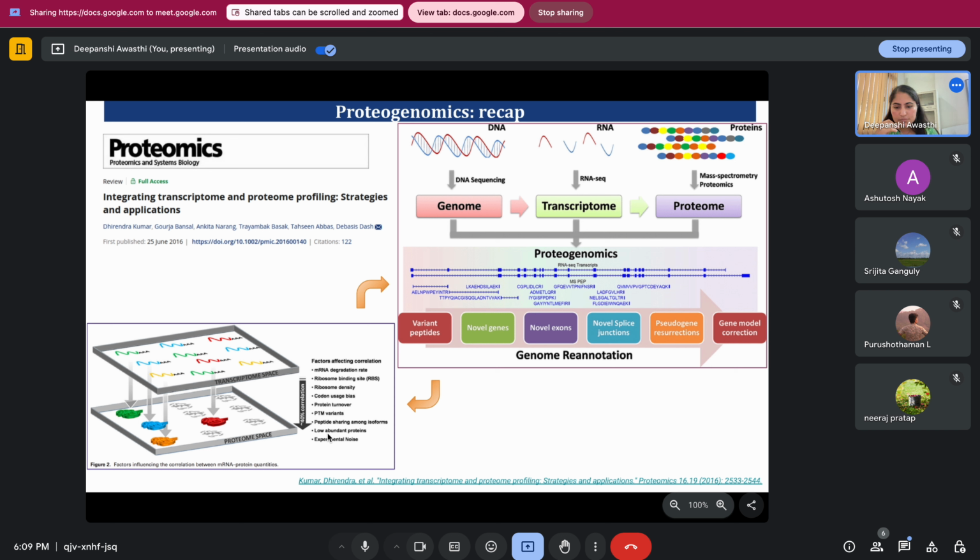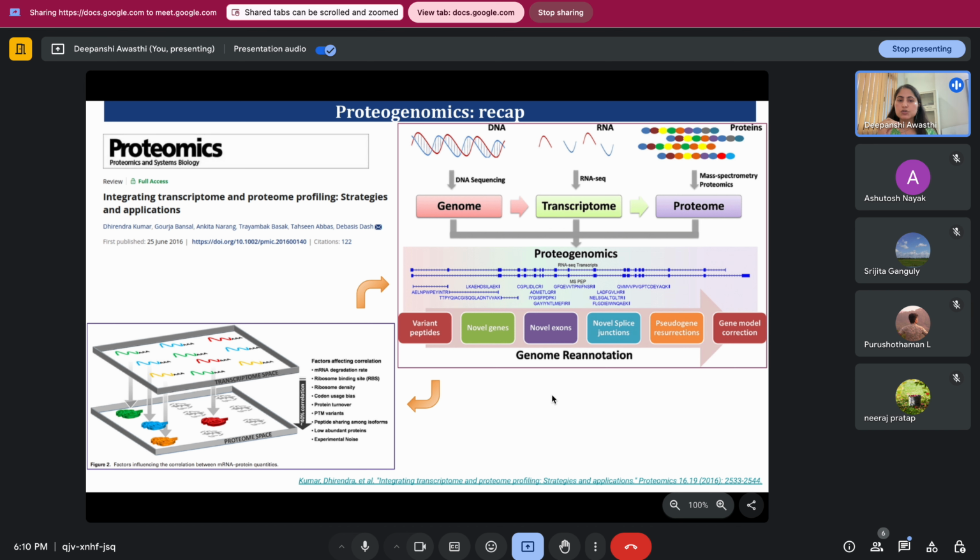Then low abundant proteins. There are certain proteins which are very low in amount, and with mass spec we are not able to capture them. So that could also be one of the reasons. And then experimental noise. We all know that certain experiments might suffer from noise or disturbances, and in that way also we will not be able to capture all the proteins. So these are a few of the reasons why we do not see as many proteins as transcripts. These are the factors which influence this correlation.